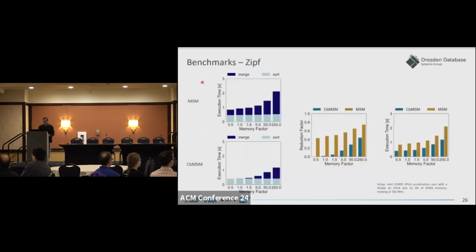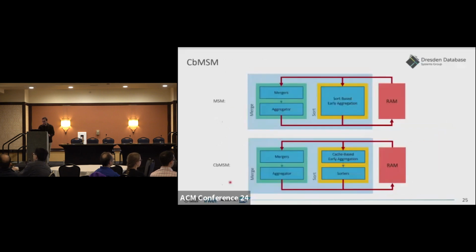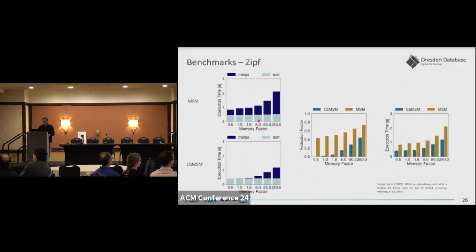So these are the results of our benchmarks. We have MSM on the top, CBMSM on the bottom. Here we have sort times and merge times. On the y-axis, we have execution time. The sort time of both algorithms, the time it takes to go through this sort pipeline, is actually pretty much the same. The reason is that both of these pipelines have been designed to process 1 row per clock cycle, so they can really run at full throughput. So they run the same amount of time.